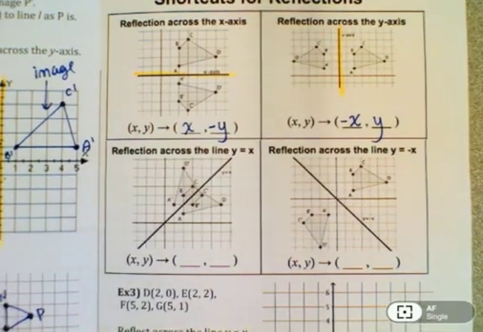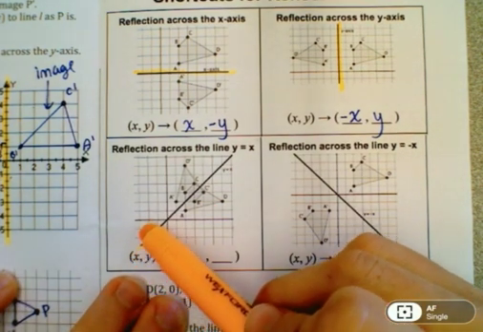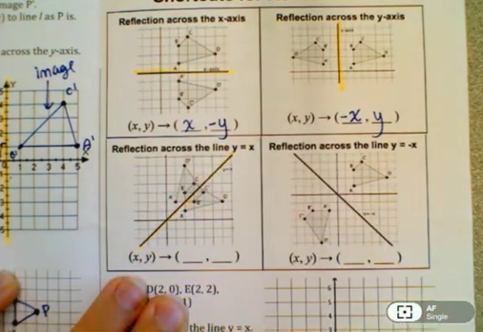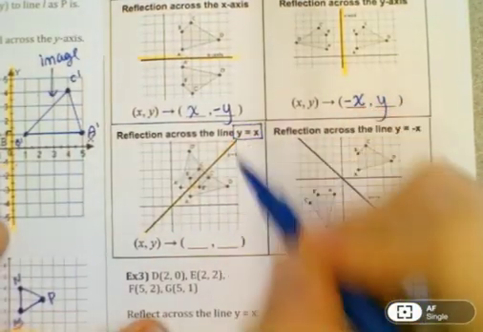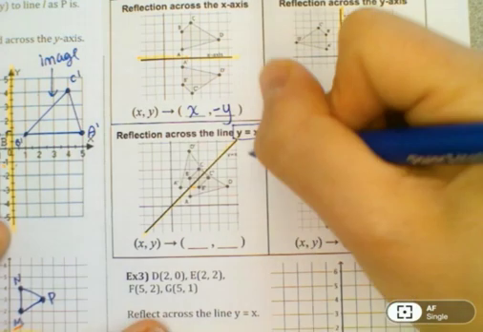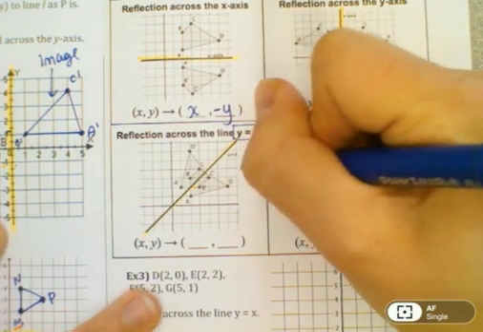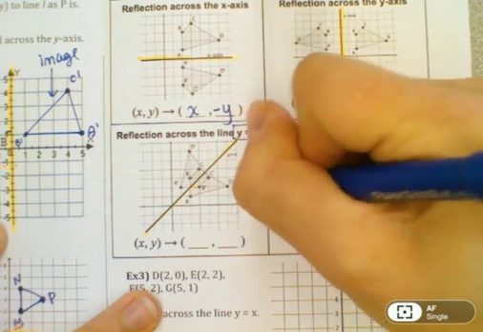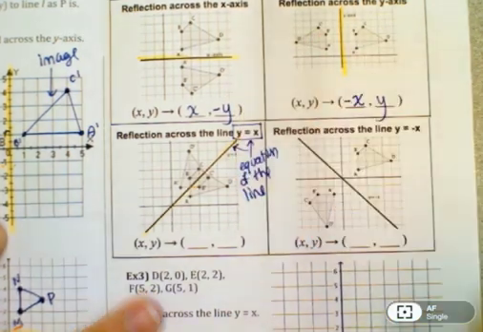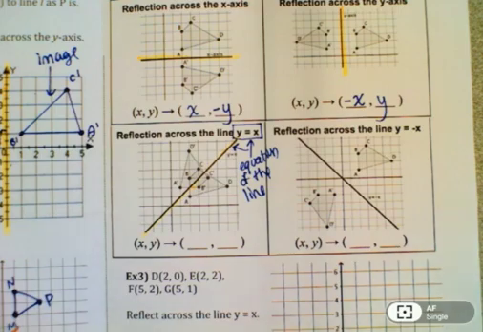You'll also see a lot of problems here where you're reflecting across a different type of line. So in this problem, we're reflecting across that line, and the equation of that line is y equals x. This is not a rule. That is the equation of a line. That's the equation of this line here, okay? So it's not a rule, it's just the equation of that line.